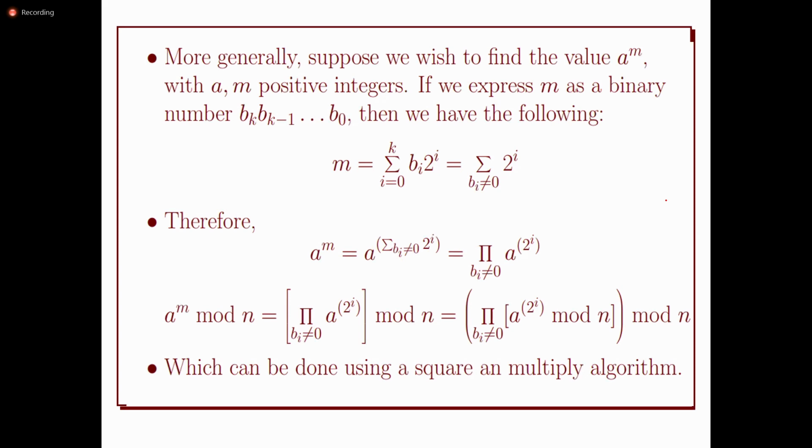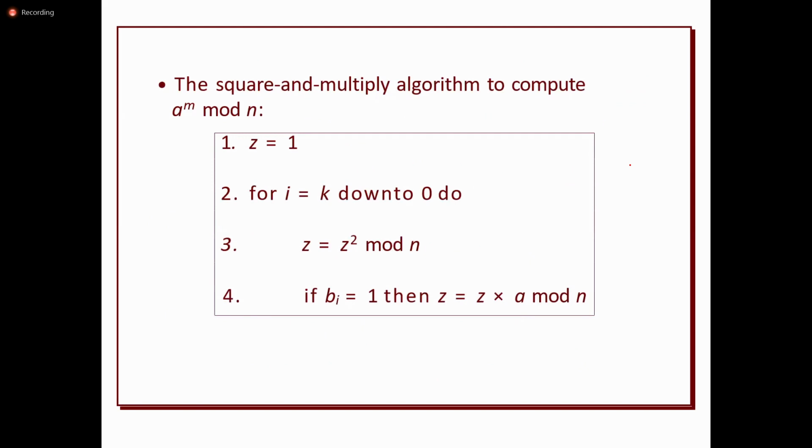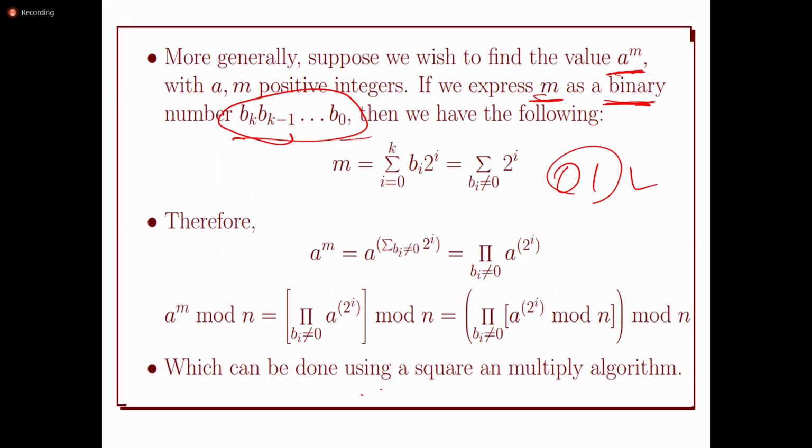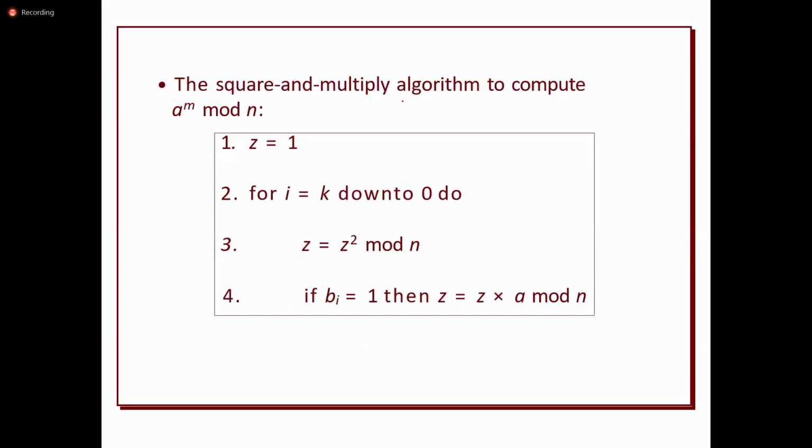The other procedure is, if a power m is there, whatever the exponent is, we need to represent that as a binary number, from b0 to bk. The binary value will contain zeros and ones. We only need to take the product of the ones, not the zero values. So this procedure is called the square and multiply algorithm.